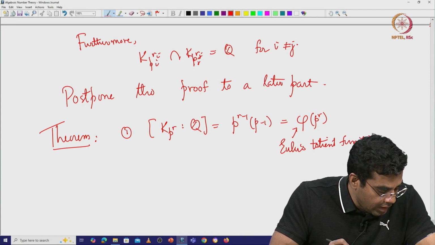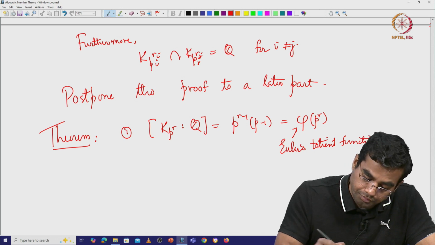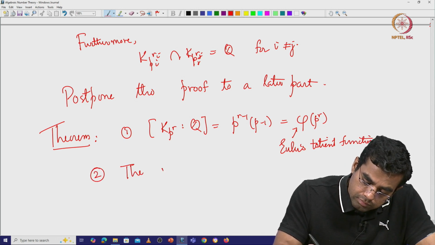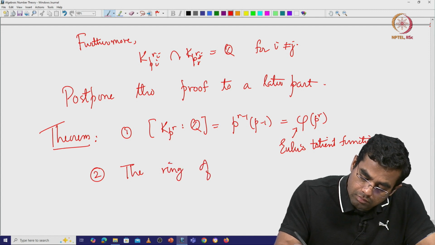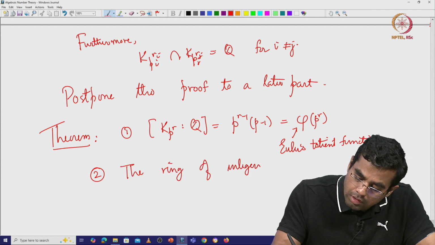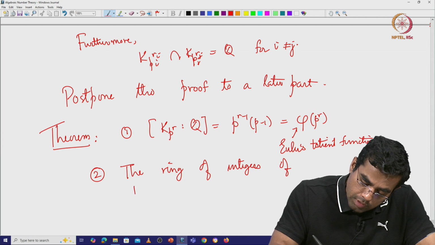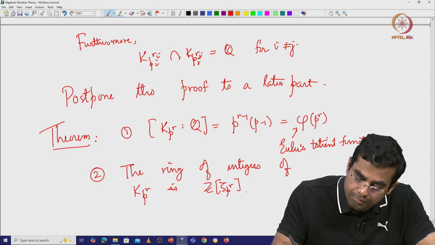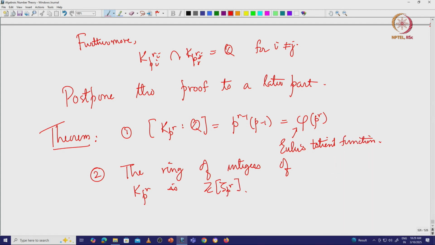So, that is what the degree is. The ring of integers of K_{p^r} is Z[zeta_{p^r}]. Okay. So, everything can be written as a Z-linear combination of powers of zeta_{p^r}.